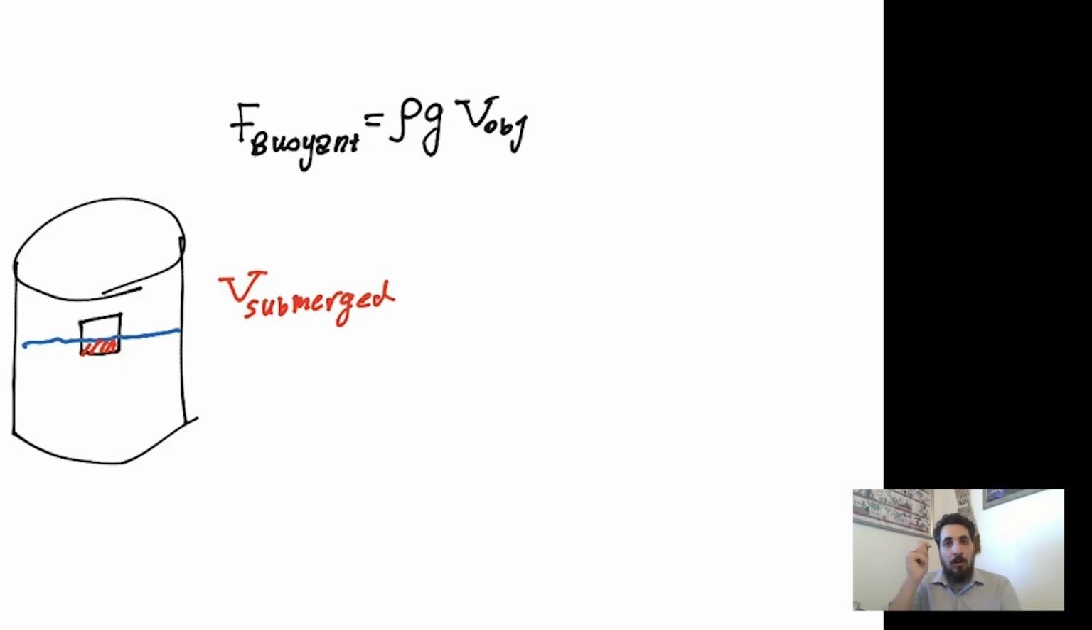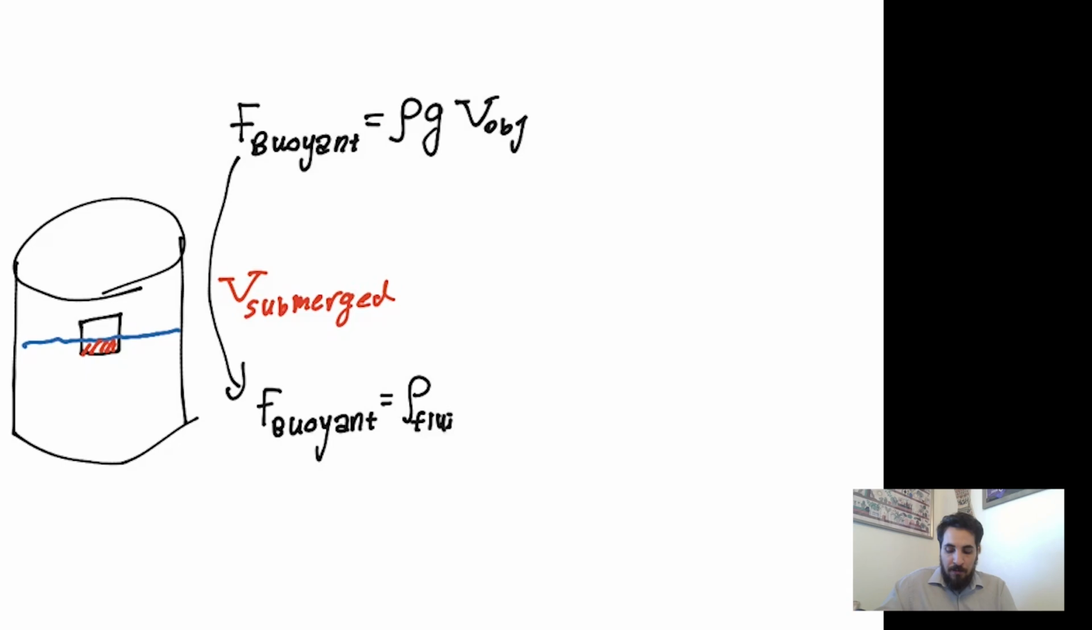We find the total volume submerged. And this buoyant force, well, it's no longer rho g times the volume of the object. Instead, how we would write it is that the buoyant force is more accurately written as the density of the fluid we are submerged in. Not the object, but the density of the fluid that the object is submerged in, times acceleration due to gravity, times not the volume of the object, but the volume of the object that is submerged.